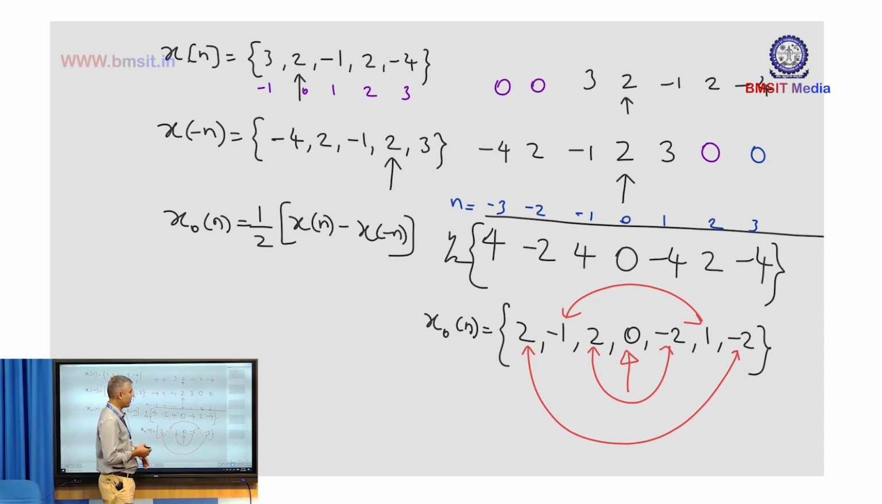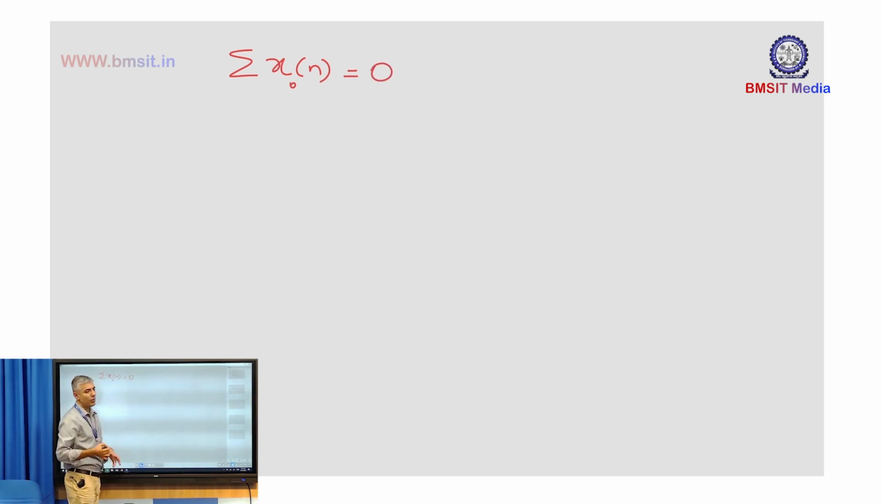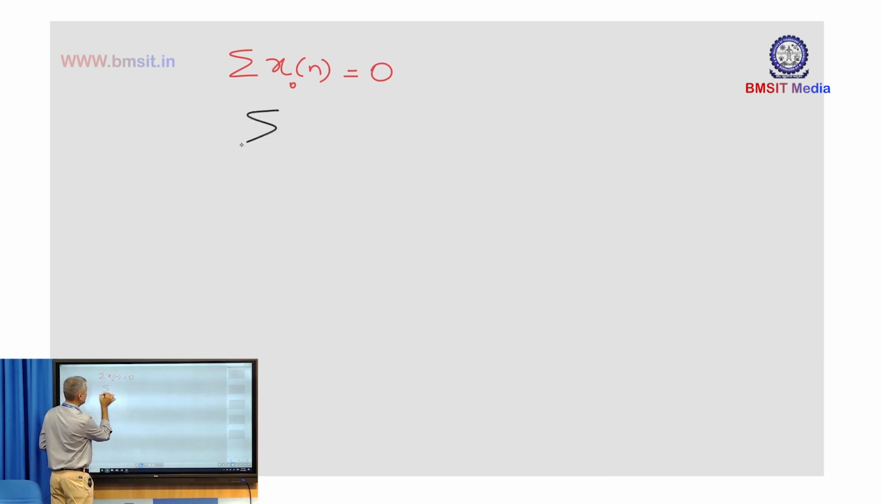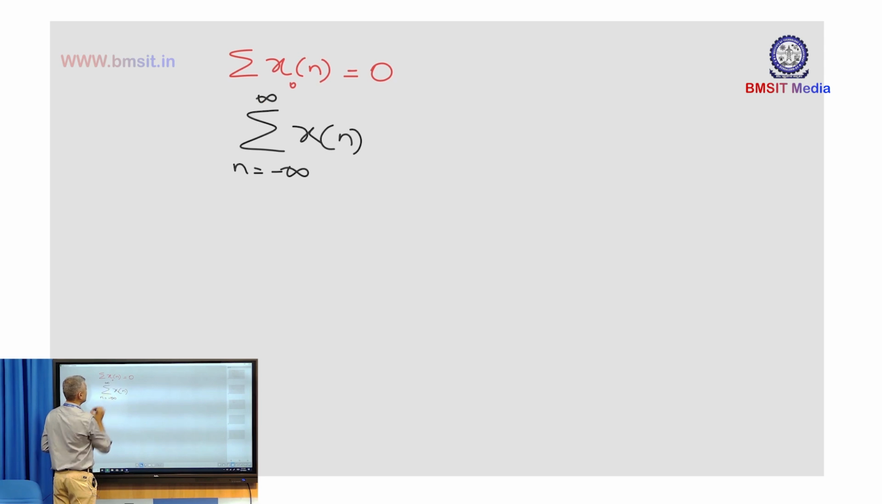So the nature of an odd signal is that if you add all the samples of the signal x of n, odd, then it will result in 0. So let us try to prove this concept. Let us assume a given signal is odd. Let us consider the summation of x of n, where n is equal to minus infinity to plus infinity.